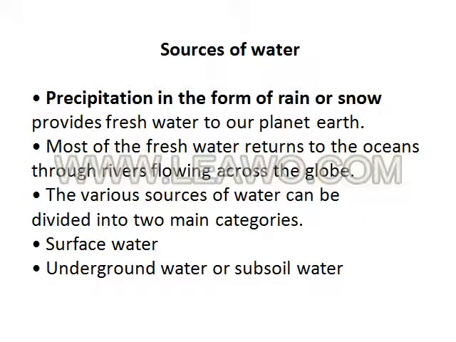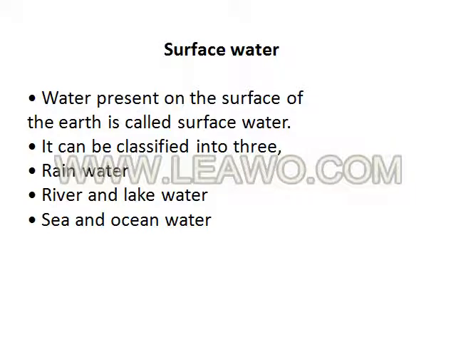Sources of water: rain or snow provide fresh water to our planet Earth. Most of the fresh water returns to the oceans through rivers flowing across the globe. Various sources of water can be divided into two main categories: surface water and underground water, or subsoil water. Water that is present on the surface of the earth is called surface water. It can be classified into three: rainwater, river and lake water, and sea and ocean water.